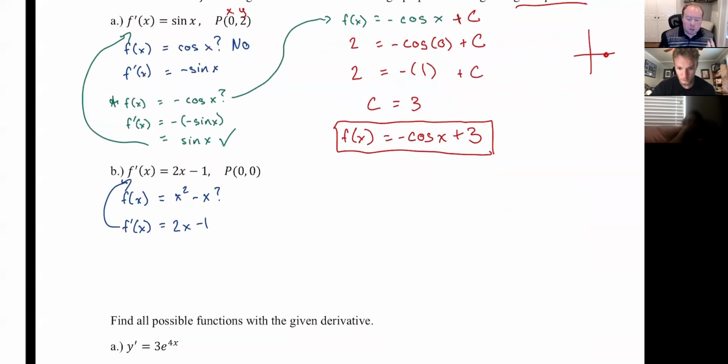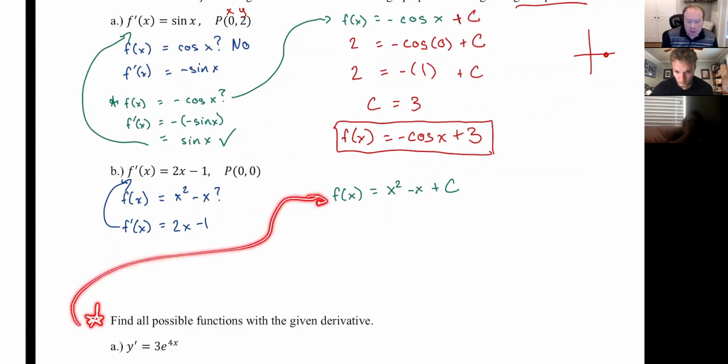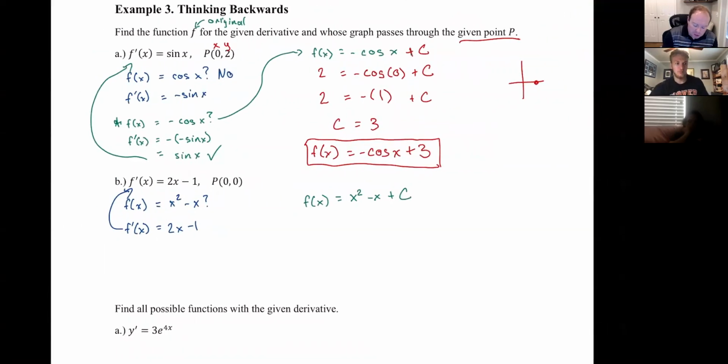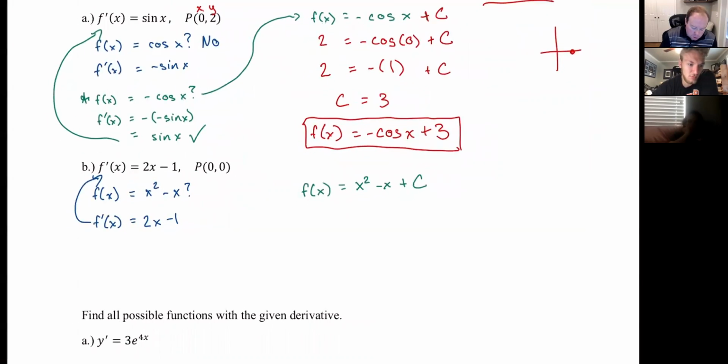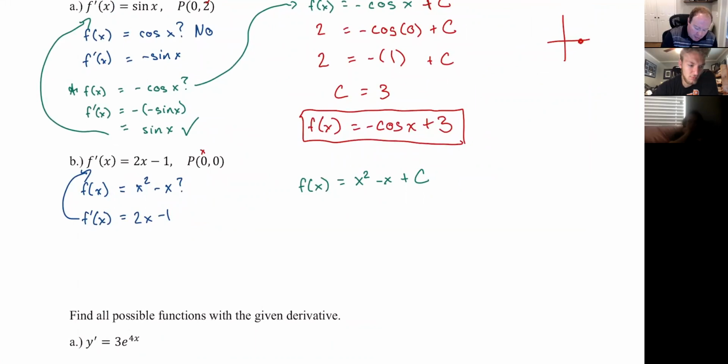But again, remember, this is only one such answer. The actual thing we have to consider as our answer is f of x equals x squared minus x plus some constant. If we look ahead, the directions say find all possible functions with the given derivative. Well, that's what we have right here. In the question, we're asked to find the function with the given derivative whose graph passes through the given point P. Because we are given this point P, we have an x and a y value that we could plug in.